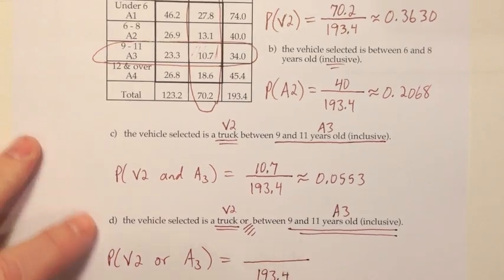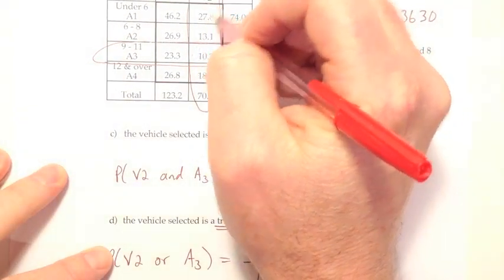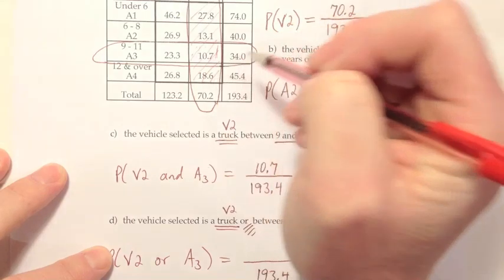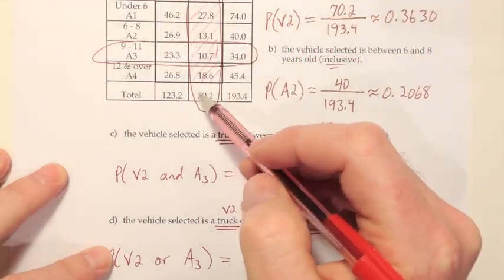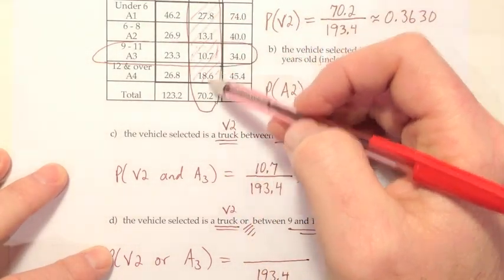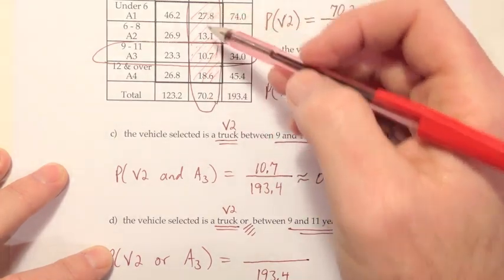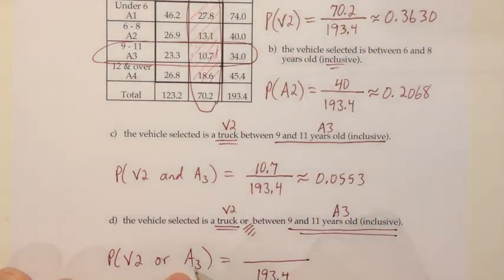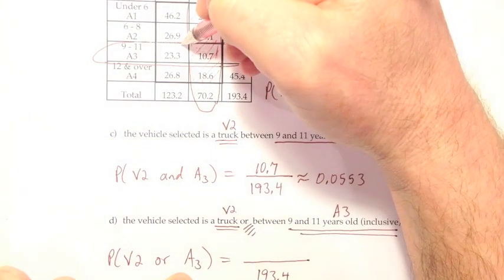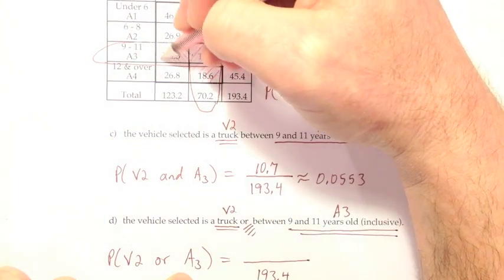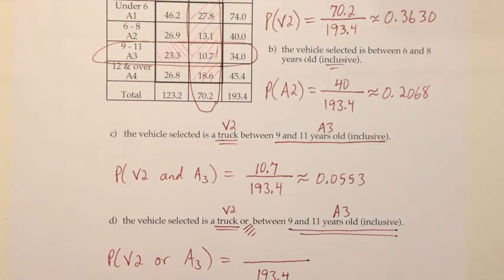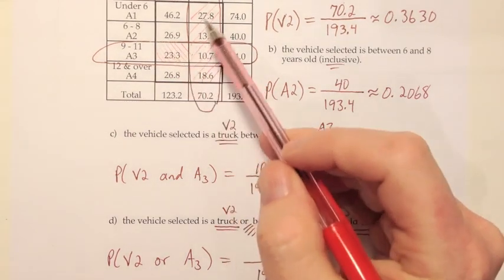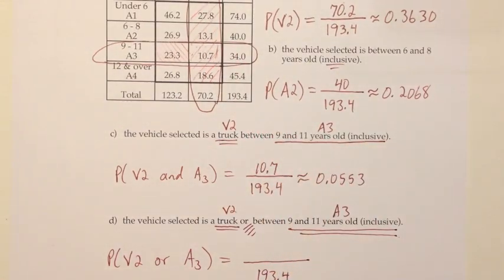So for the V2 part, I want to count all of these squares right here. I don't highlight the total because if I do that I might count this and then count that again. It would be double counting all that stuff. But these are all the different trucks. And then I want anything from A3 I don't have yet. And that would just be this square right here. And one of the things you might want to think about before you go to the calculator is, alright, so how many squares is that? And it's 1, 2, 3, 4, 5 squares total.